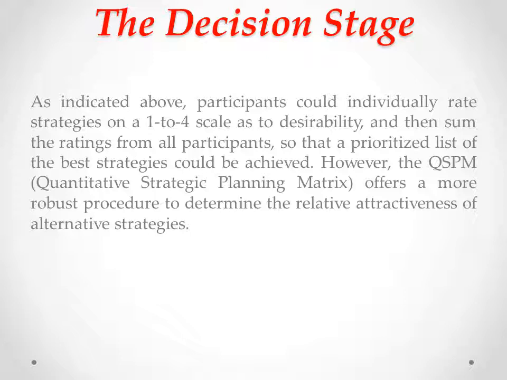And at this stage, we can use only one technique, known as the QSPM, the Quantitative Strategic Planning Matrix. This technique offers a more robust procedure to determine the relative attractiveness of alternative strategies. Also at this stage, you depend on the information you gathered at the first stage, known as the input stage, and on how you matched the internal and external factors that we did at the second stage, the matching stage.